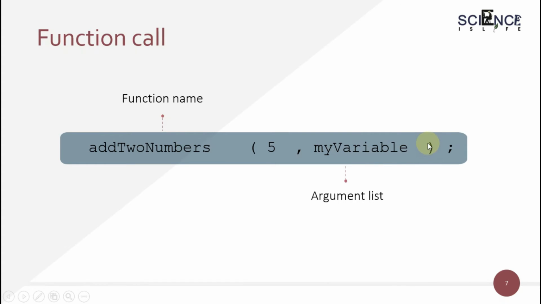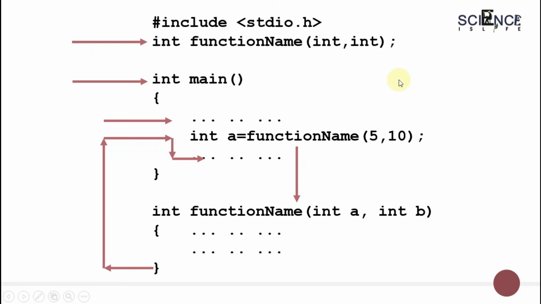After calling we close the bracket, then we end it by a semicolon, right? So here I have written a very simple C program to understand how functions work. Here I have mentioned a very simple function prototype, function call and function definition, right?